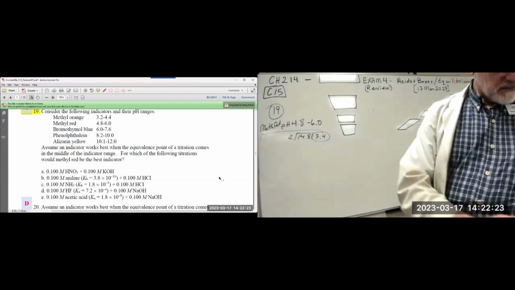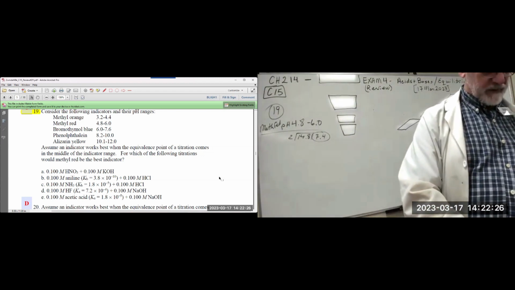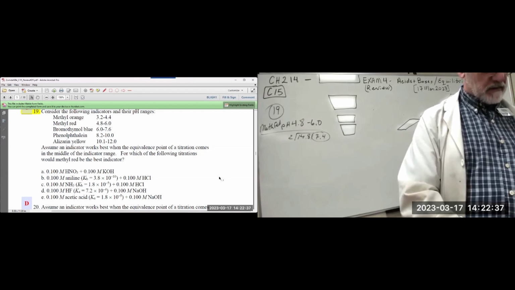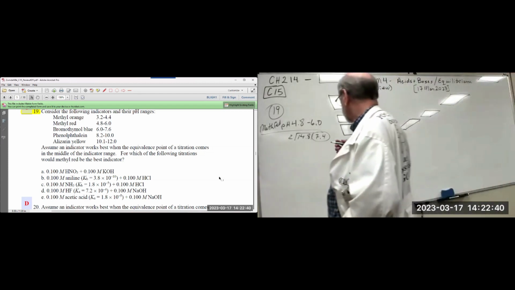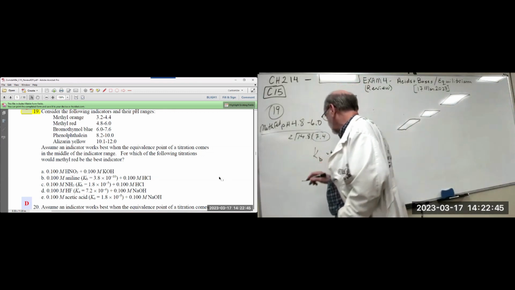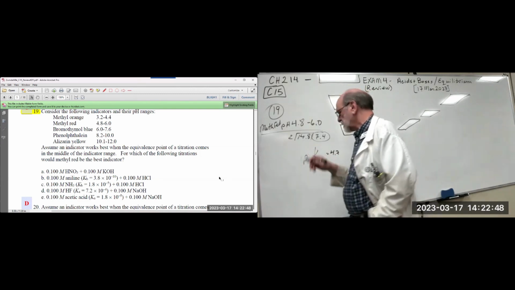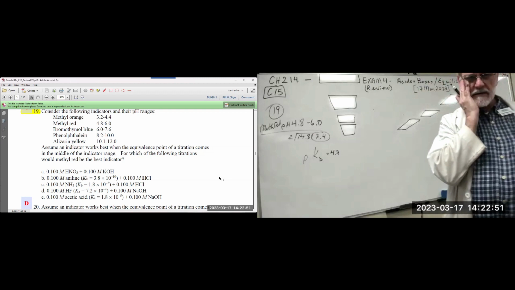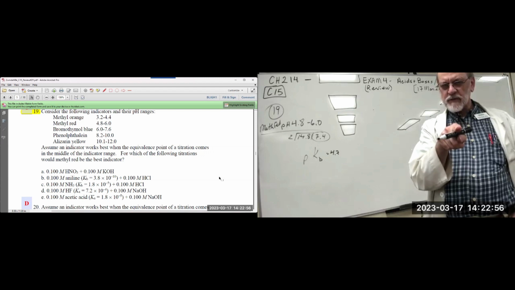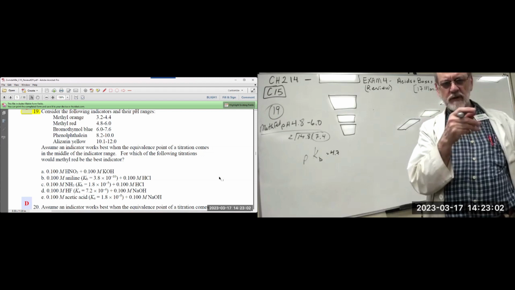Take the log, and that's 4.7 pKb, or 7 pKb. Oh, that's the buffer range. We want to know where the equivalence, the stoichiometric point, is.